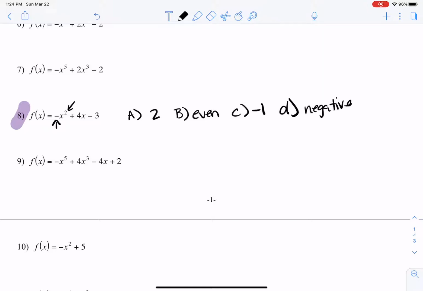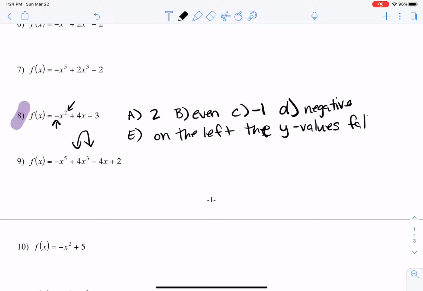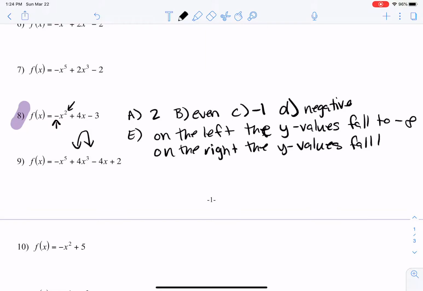Okay, so let's think about what this is. This is a quadratic facing down. So when we talk about its end behavior in words, we'd say on the left, the Y values fall to negative infinity. And again, even degree polynomials have the same end behavior. So on the right, the Y values are also going to fall toward negative infinity.